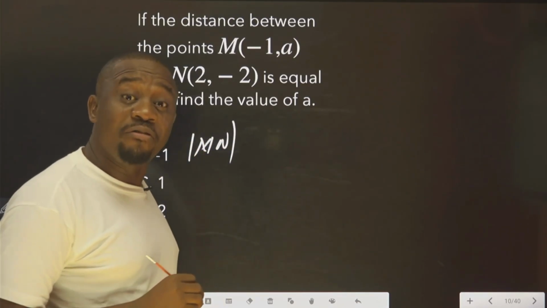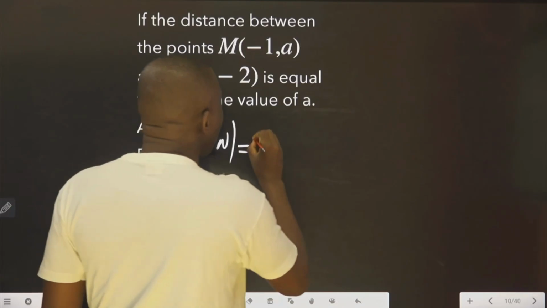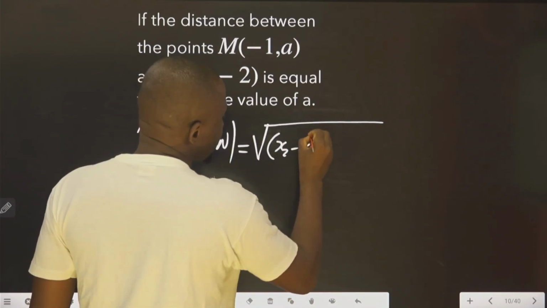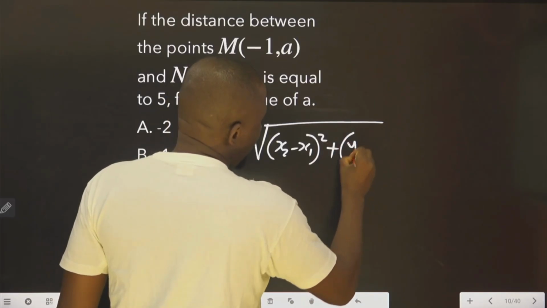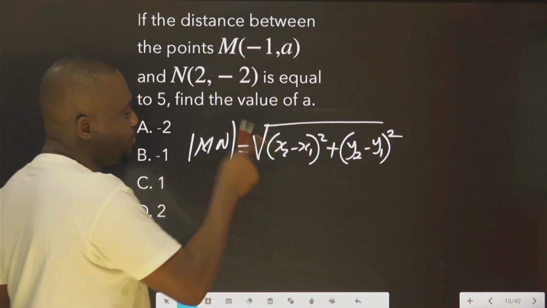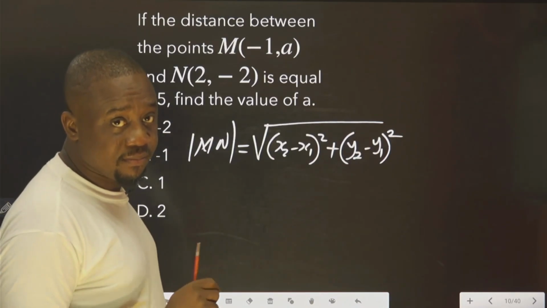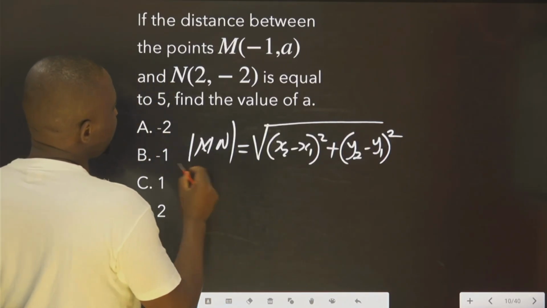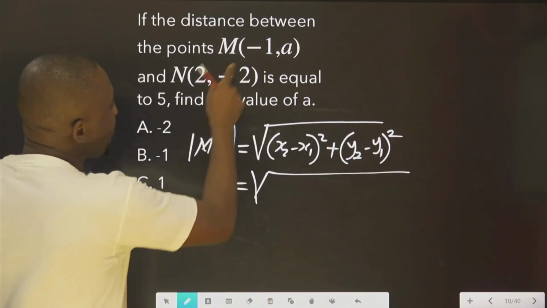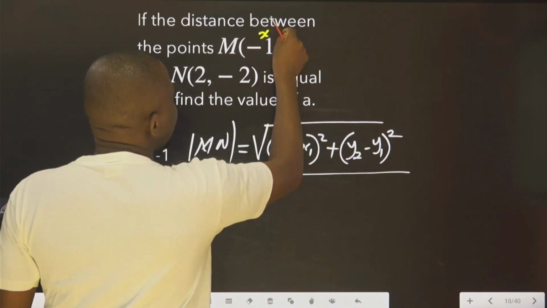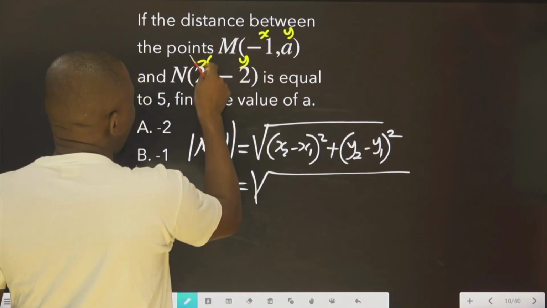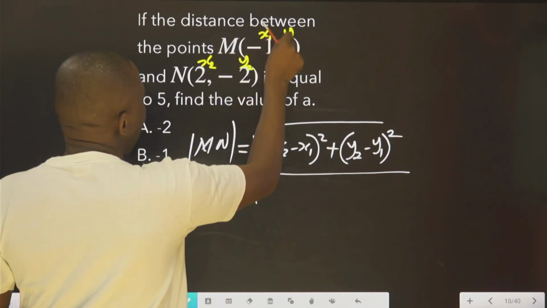The absolute value of MN is equal to the square root of (x2 minus x1) squared plus (y2 minus y1) squared. Remember the distance formula, very important. Once you know that, you are good to go. The next thing we need to do now is, remember, this is x, this is y. We are going to call this one 2, 2, 1, 1.